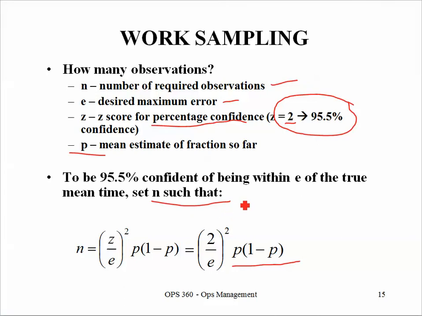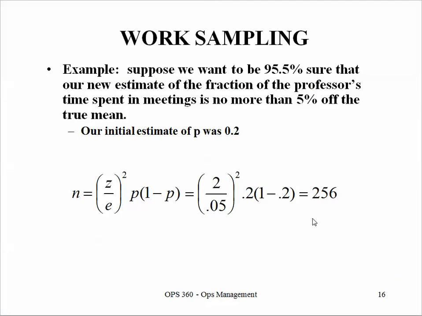It's binomial here as opposed to being normally distributed, but we just can focus on what we're trying to do here and what the formula is. Suppose, for example, going back to our professor's example, we want to be 95.5% sure that our new estimate of the fraction of the time the professor spends in meeting is no more than 5% off the true mean. Our initial estimate was 20%, or 0.2, when expressed as a fraction.